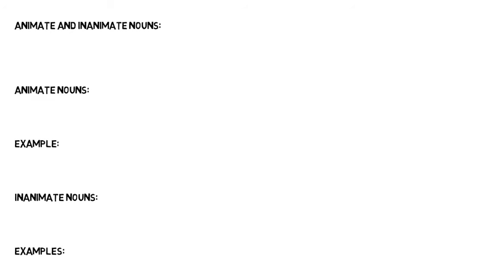Next, inanimate noun. Inanimate nouns refer to things that are not alive. Like in this sentence, the teacher reads a book. Book is an inanimate noun.